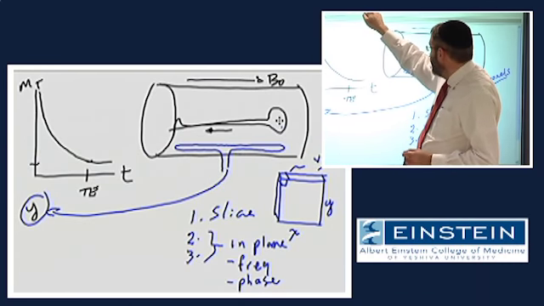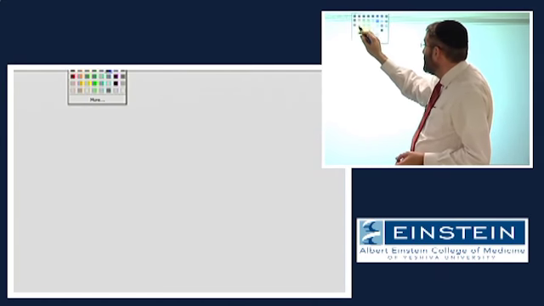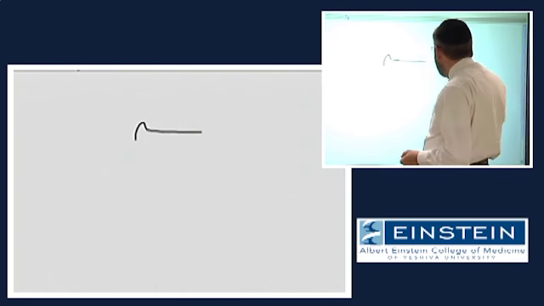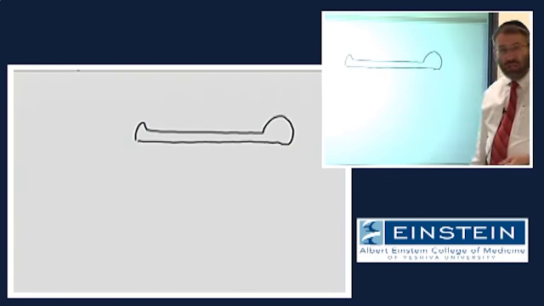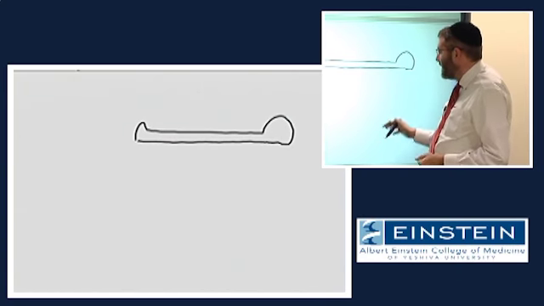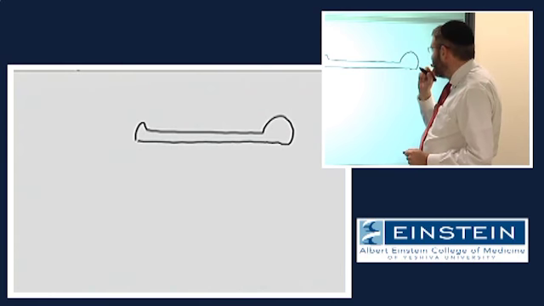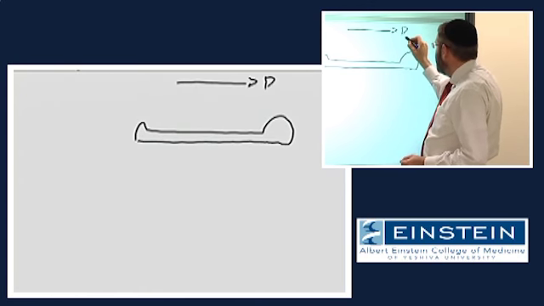So let's start with identifying a slice. Here's our patient lying in the scanner. I left the scanner out just to make things simpler. And we have our static magnetic field, B naught.